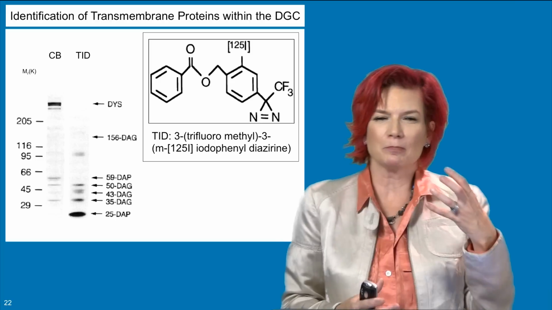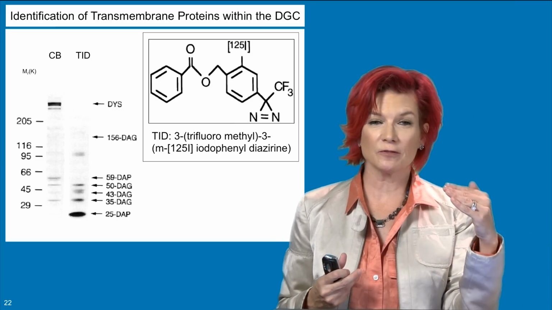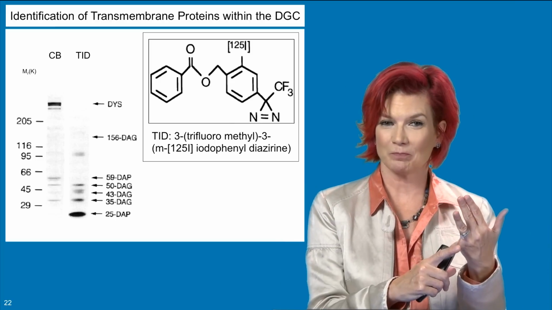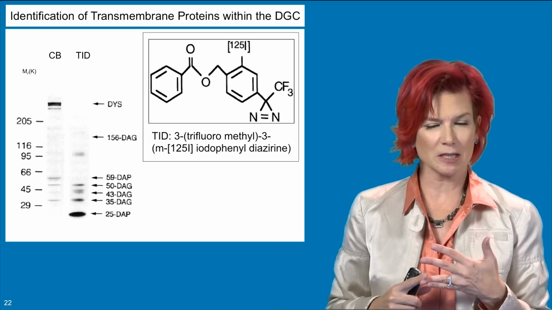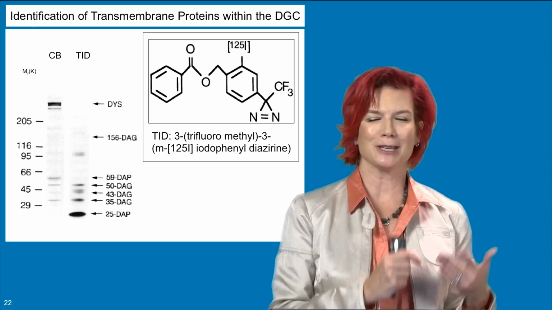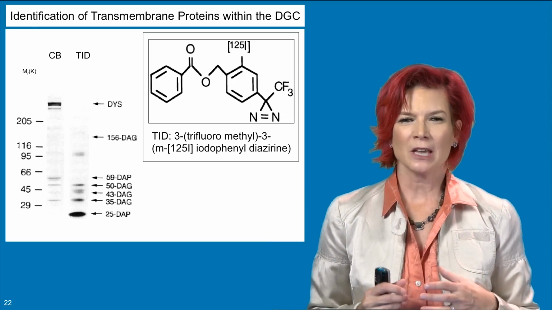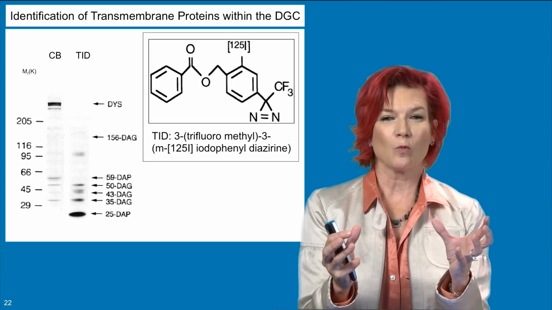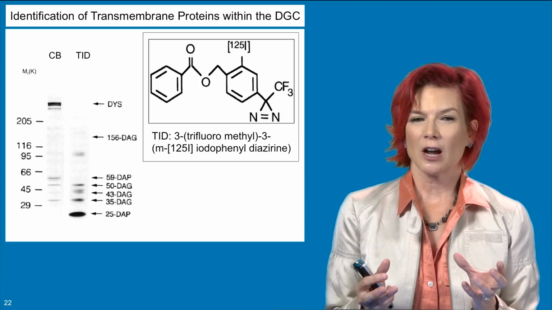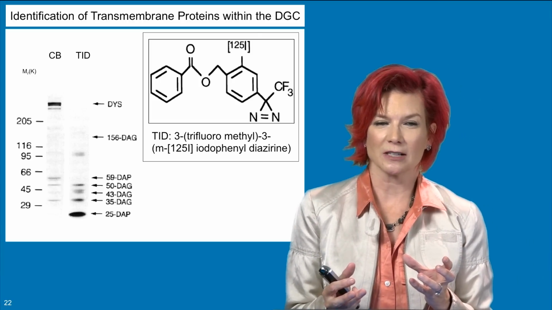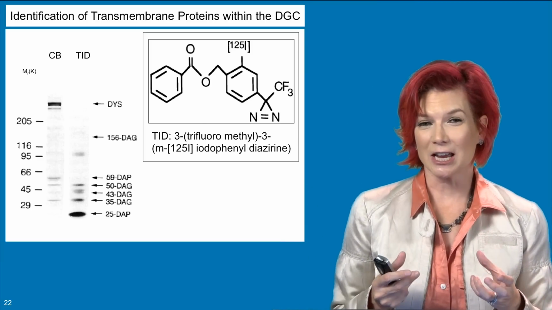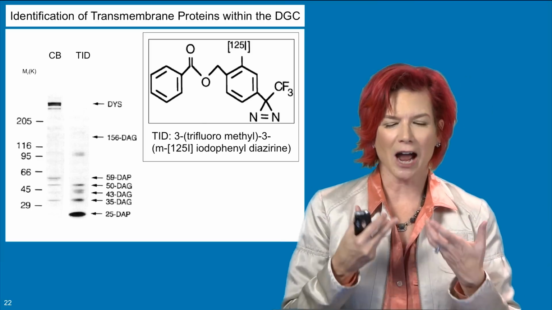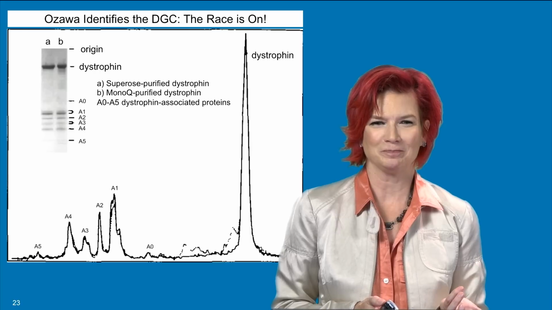So Dr. Campbell's beginning to build a model whereby dystrophin itself is not a glycoprotein, but it associates with glycoproteins. Dystrophin itself is not a transmembrane protein, but it associates with transmembrane proteins. And from this, they built a wonderful schematic model of the dystrophin-glycoprotein complex that is very, very similar to the model that we use today, which really reveals how accurate it was at the time.